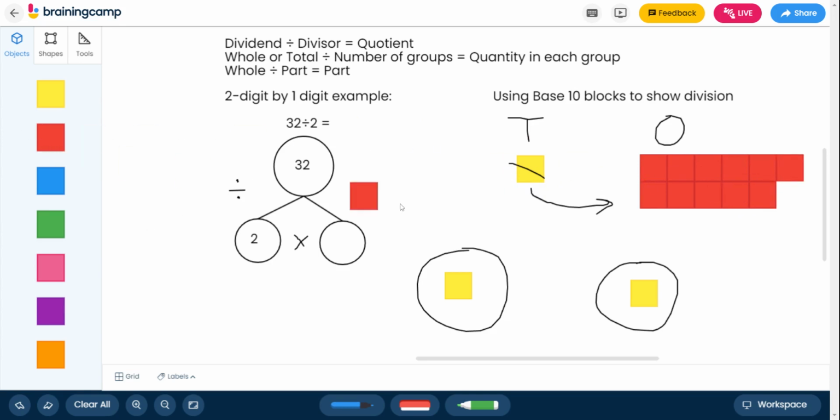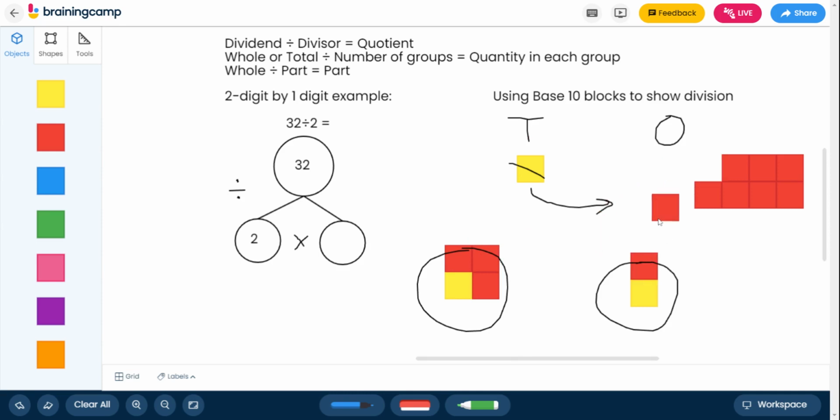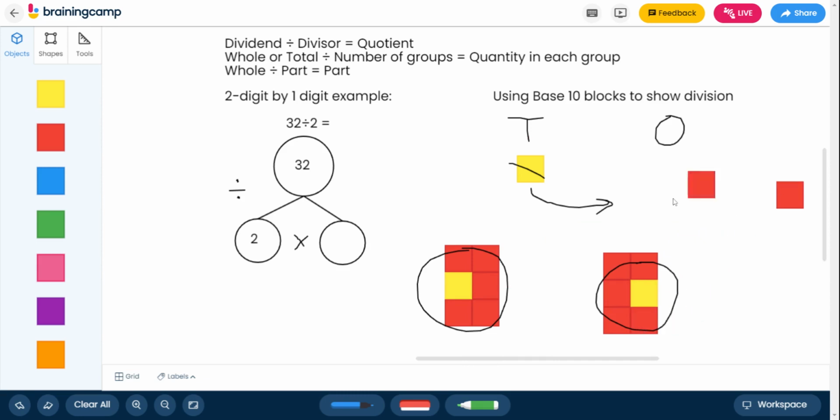So I now have, instead of having 1 ten and 2 ones left, 10 ones and 2 ones, which is 12. 1 ten and 2 ones is still 12. However, we now have 12 ones, which we can then share up. Okay? And I'm going to do so. Forgive me for starting with one group alone. I can split this now equally into these two groups.